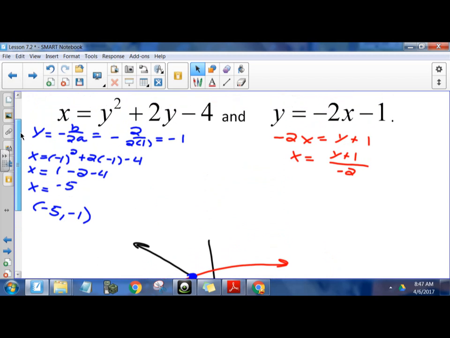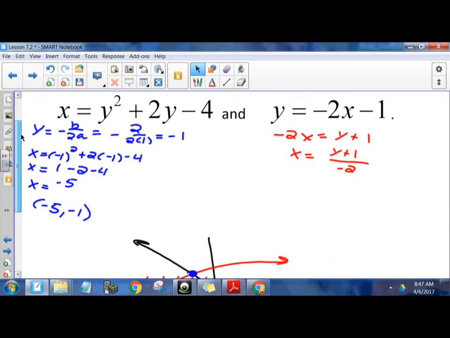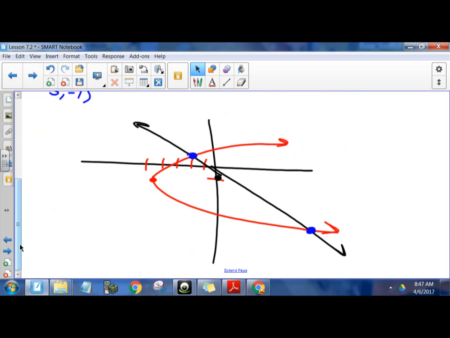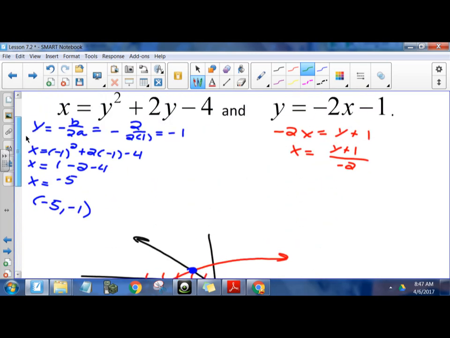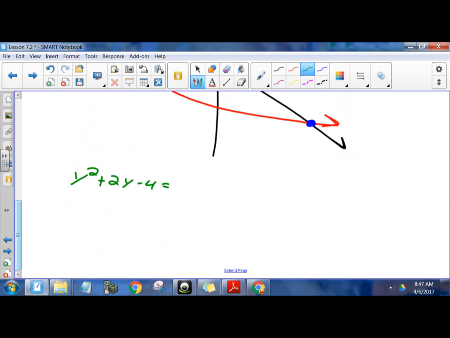So I have to take the curves and set them equal to one another. So let's do that. Let's do y squared plus 2y minus 4. I'll do it down here. y squared plus 2y minus 4 equals, and this guy is going to be y plus 1 over negative 2.